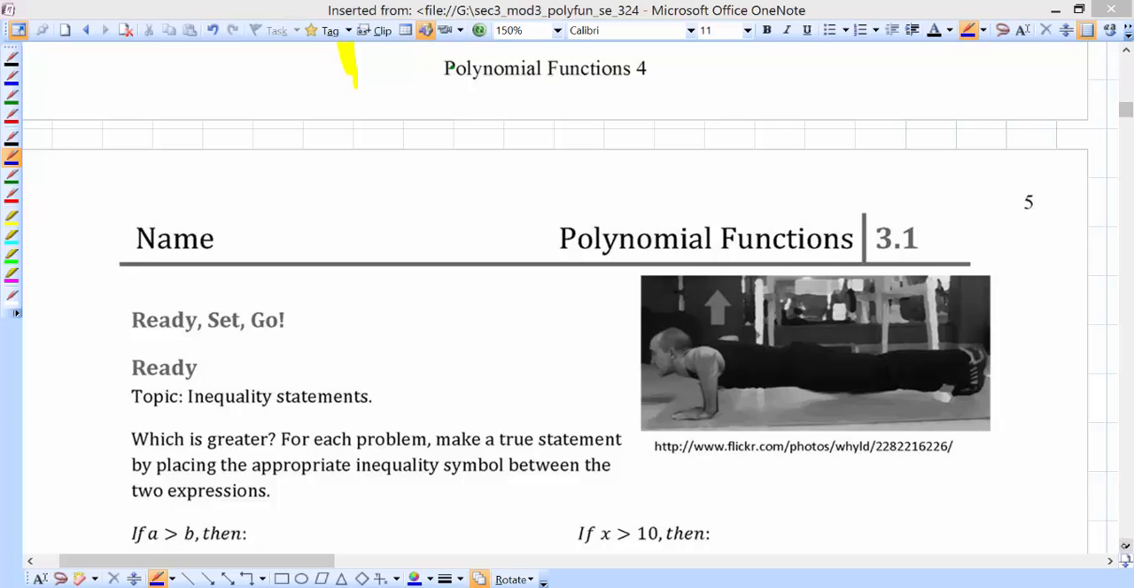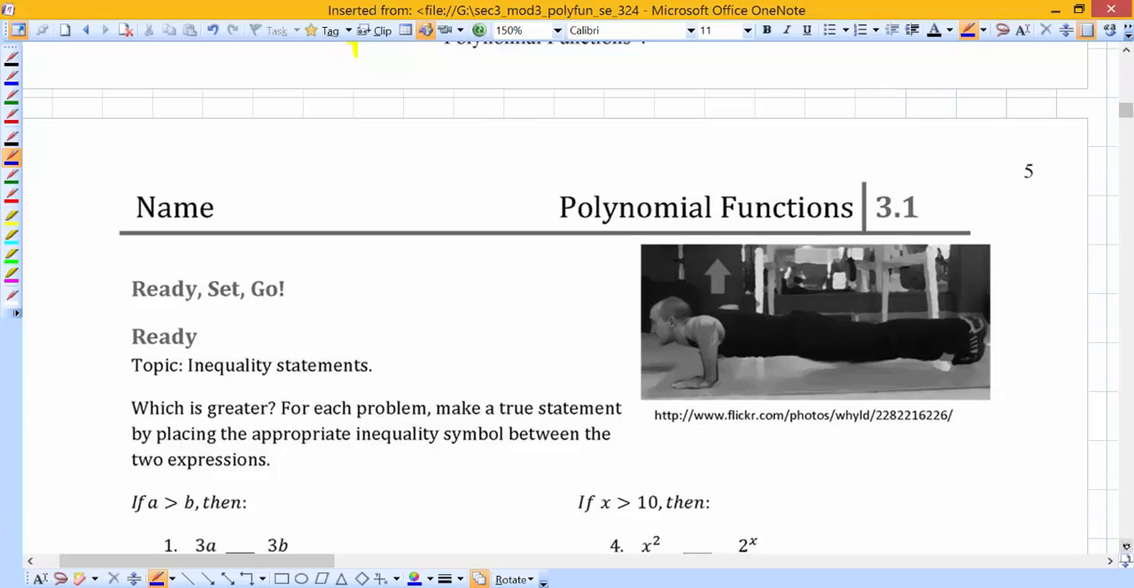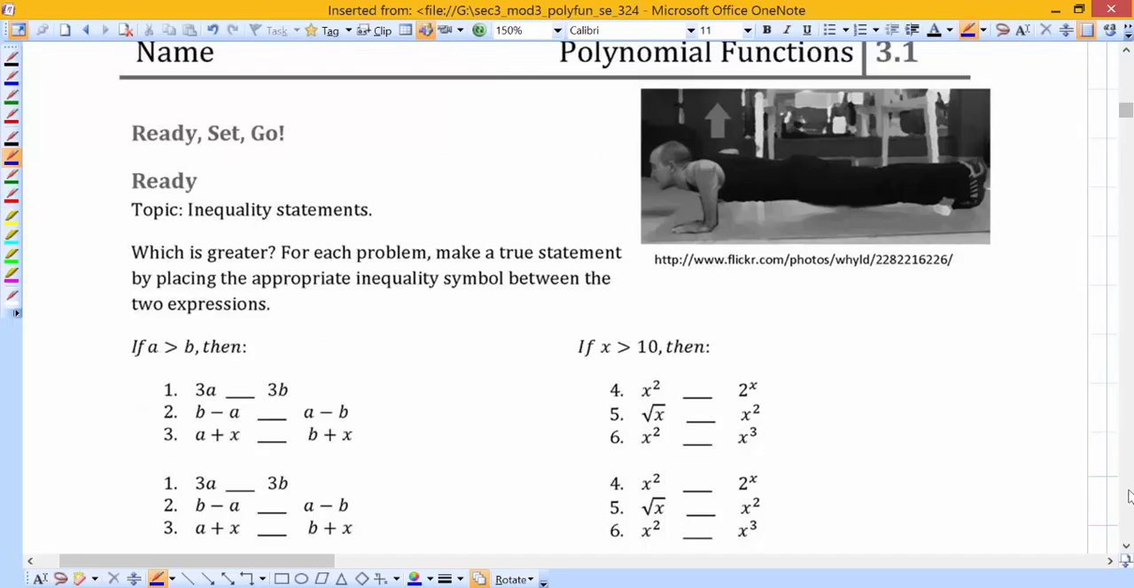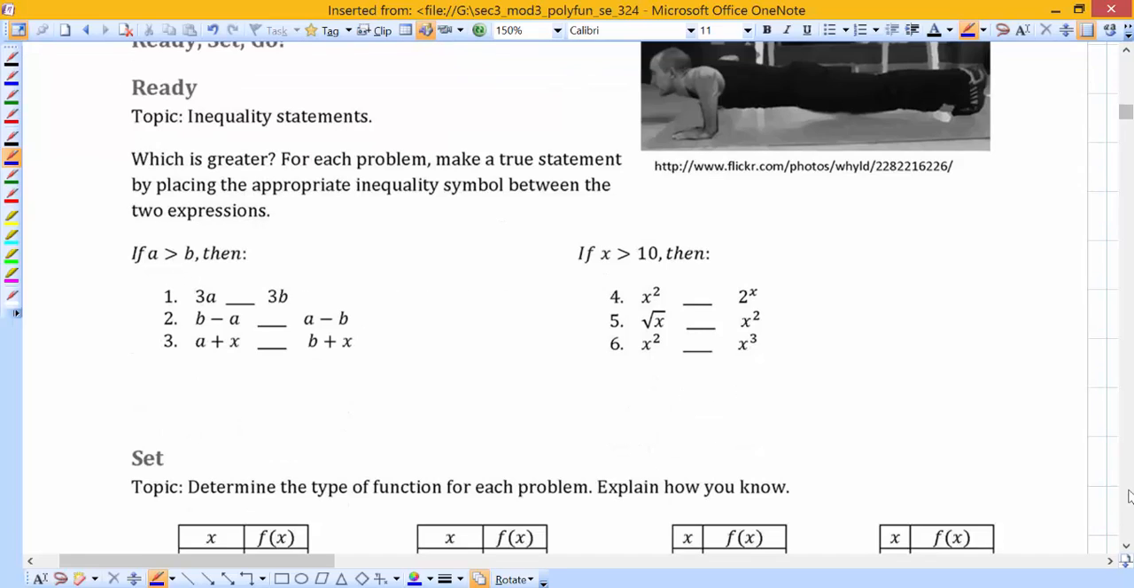3.1. I know we briefly covered a little bit of this in class, but just so you have it again, let's start with the ready. This is getting us ready for 3.2. To make this easier, you should pick values for A and B, where A is greater than B.